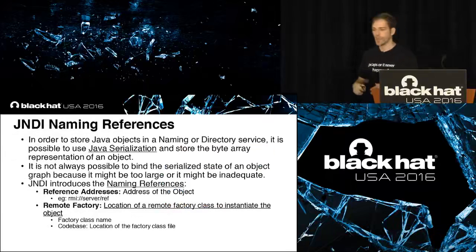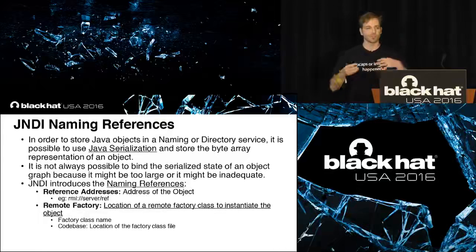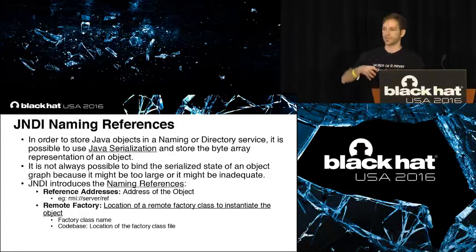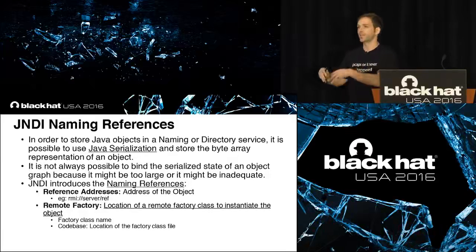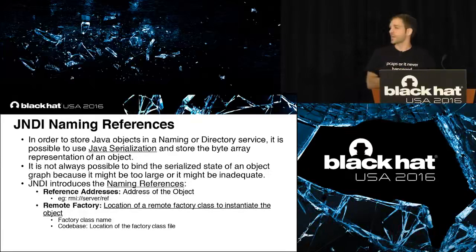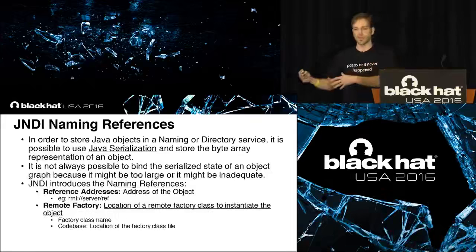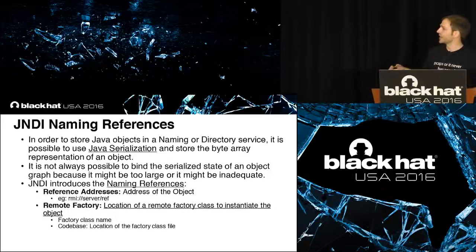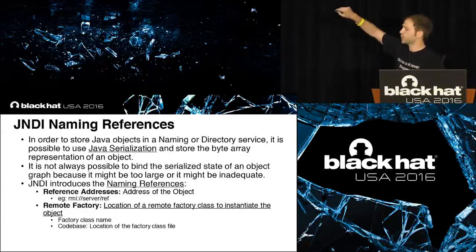So if we want to bind Java objects to a naming service or a directory service, we can use, first of all, serialization of the Java objects. We're basically serializing the objects and binding the binary representation of the object to the given name that we want to give it. As a second option, if the objects that we want to bind are not serializable, or if the binary representation is too large to fit the naming service, we can also use something that JNDI introduced, called naming references.